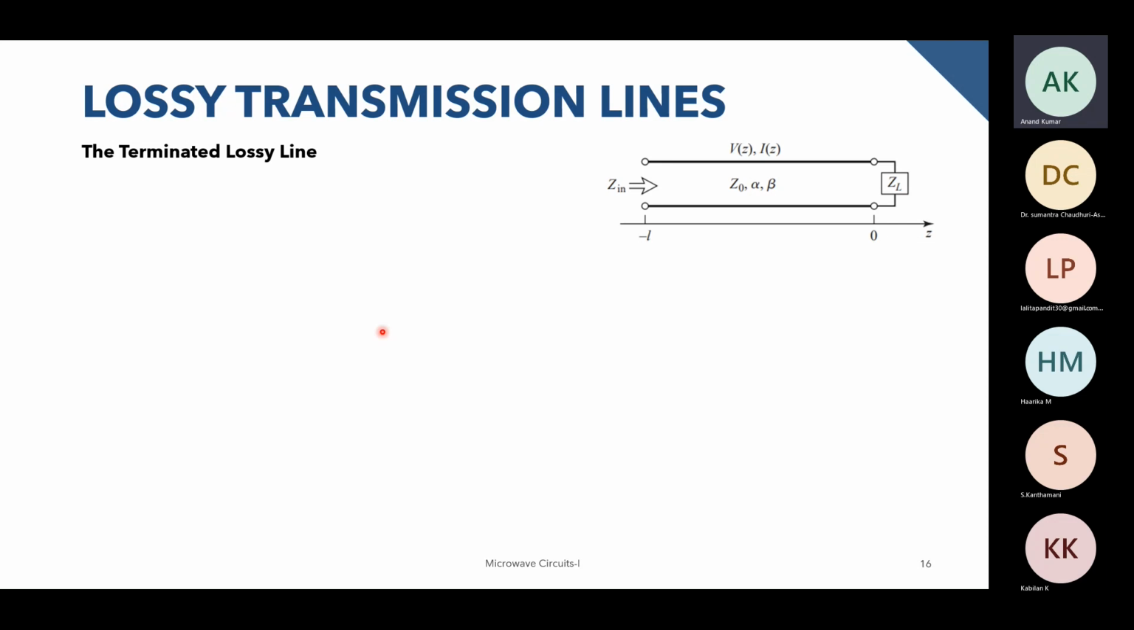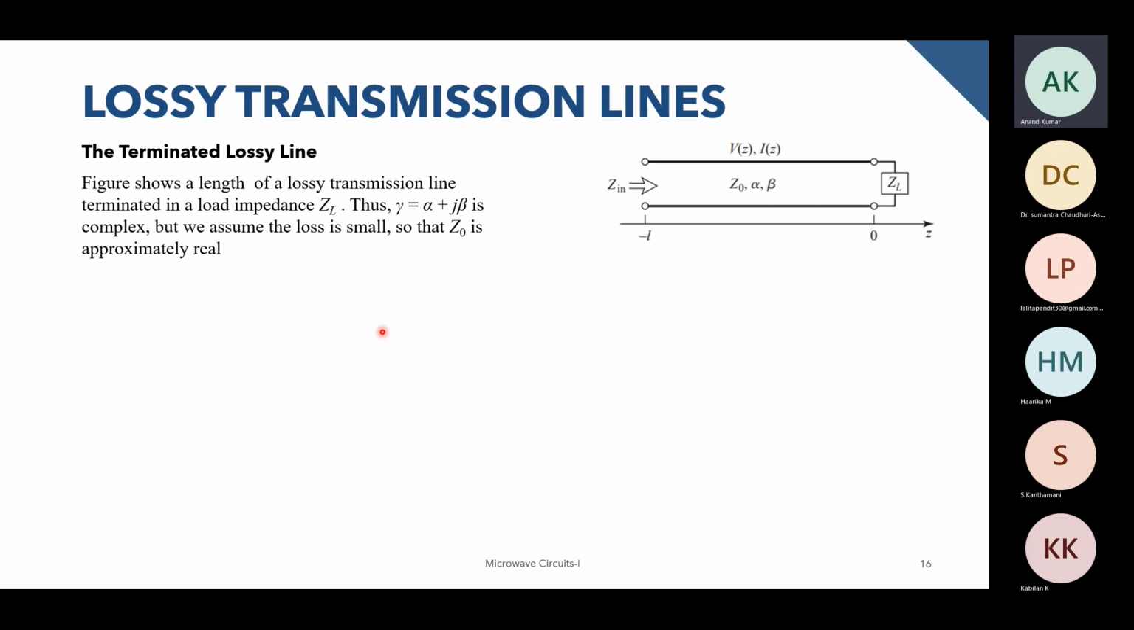For example, some load ZL, some ZL equals Z naught. Now the ZL is open circuit or a short circuit. All these observations will be analogous, and the only thing changing will be some portions of the formula.